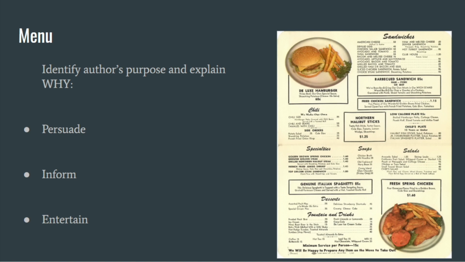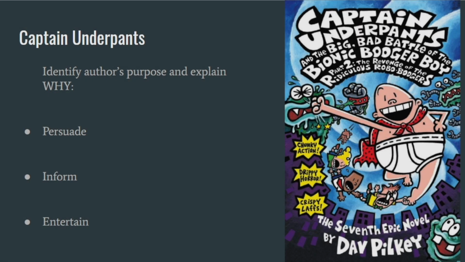We're being told we should order some things. We're also being given a lot of information. And there's a fun little story about the restaurant at the bottom. But for the most part, we can identify this as understanding the facts and the data, the prices, the descriptions, the names of the meals. We're being given a lot of information. So the author's purpose is to inform. Exactly. Let's look at another example here.